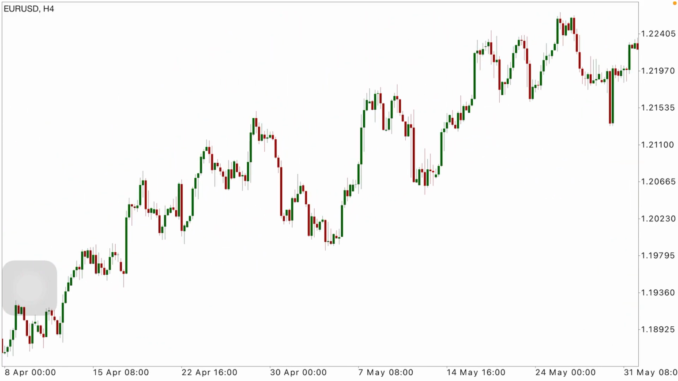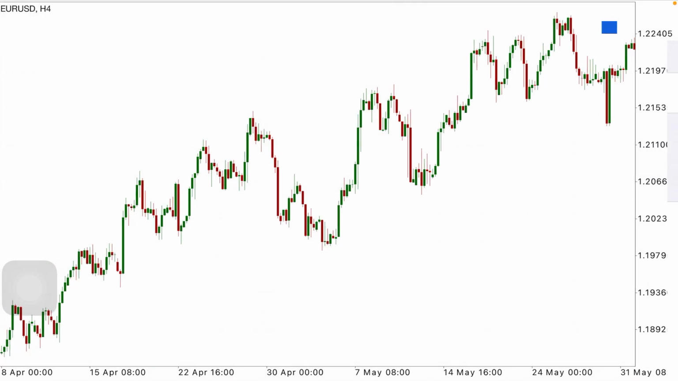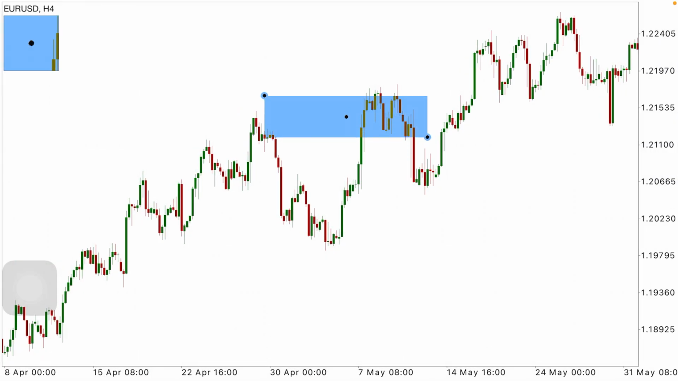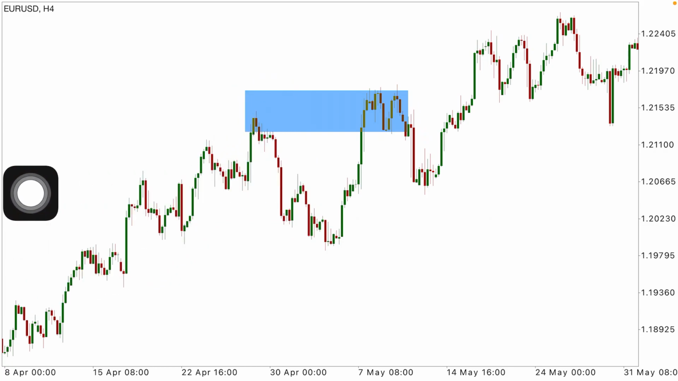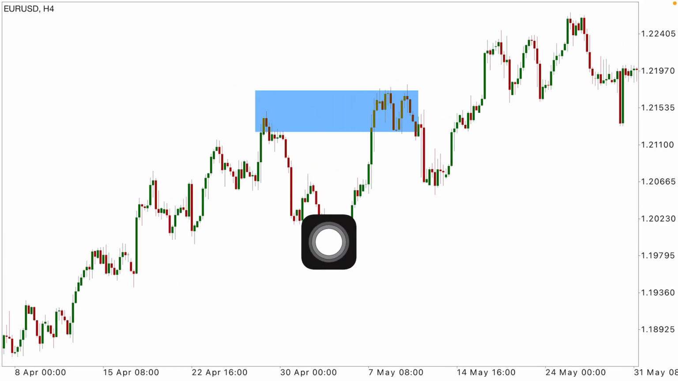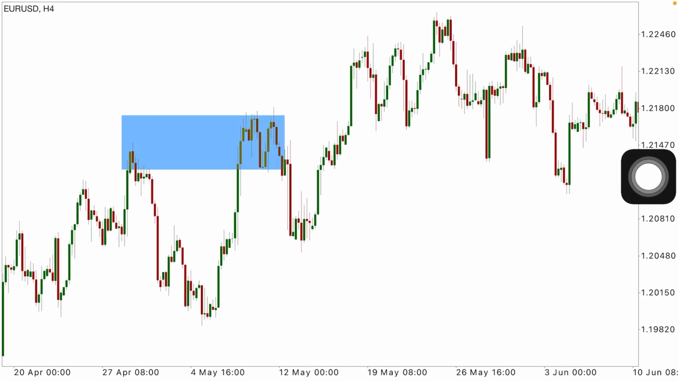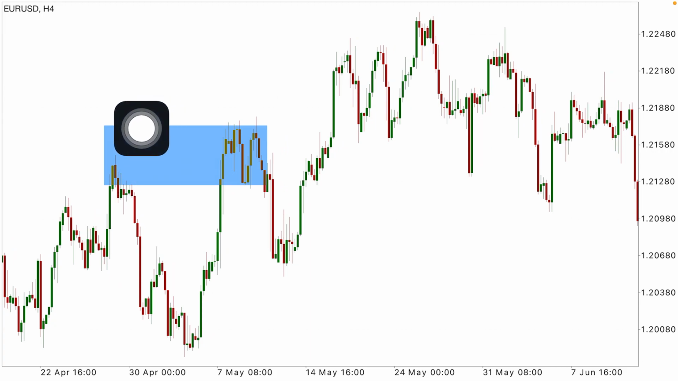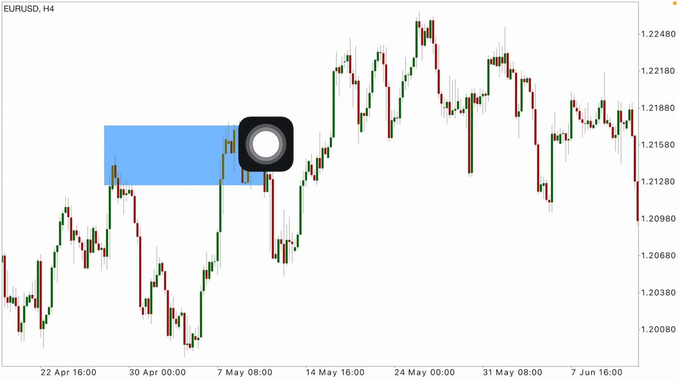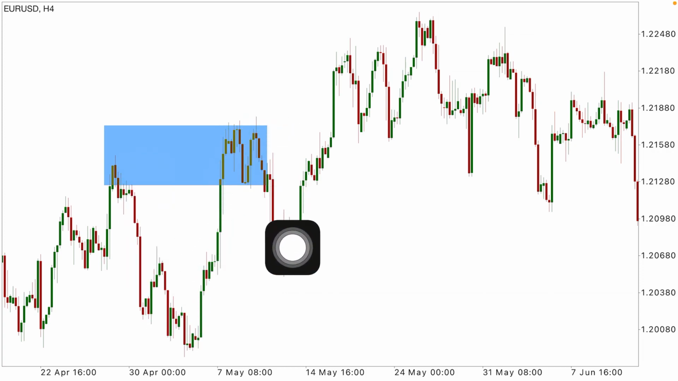Here is an example of a rally base drop. Price actually came back and sold partly. This is a rally base drop supply zone because price rallied up, formed a base, and sold, and it came back and sold again.